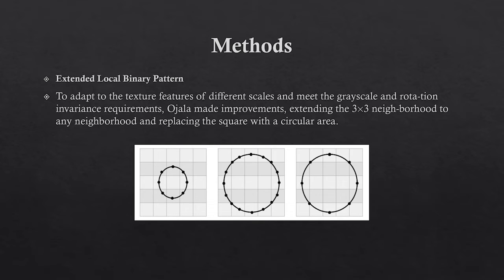Secondly, let's talk about the extended local binary pattern. To adapt to the texture features of different scales and meet the grayscale and rotation invariance requirements, Ojala made improvements, extending the 3x3 neighborhood to any neighborhood and replacing the square with the circular area.